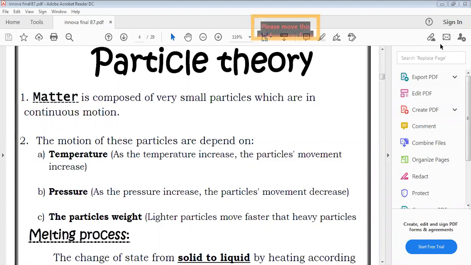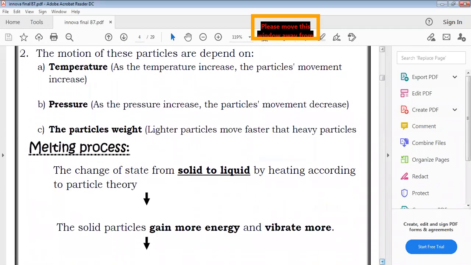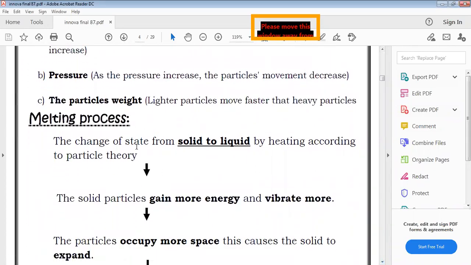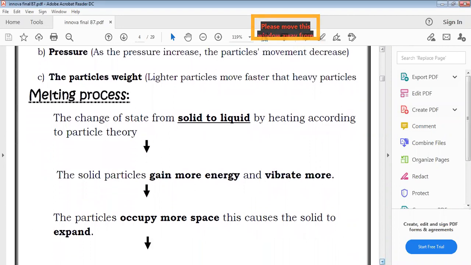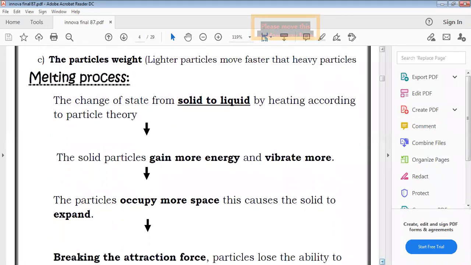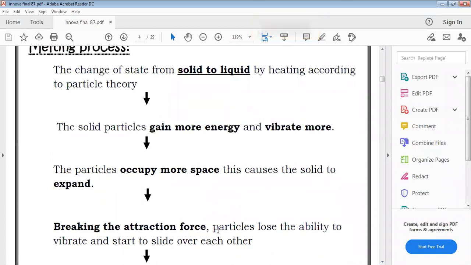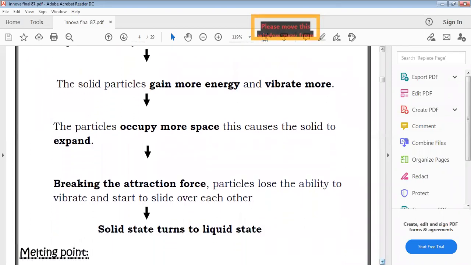So these three, you have to write them. Now, the change from solid to liquid: first of all, the particles gain energy. When they gain energy, they move faster. The movement of the solid is vibration, so we say they vibrate faster. There are more spaces between the solid particles and they expand, breaking the attraction force. When they break the attraction force, they lose the ability to vibrate and start to slide over each other. It starts to be the movement of the liquid. So the solid state turns to the liquid state.